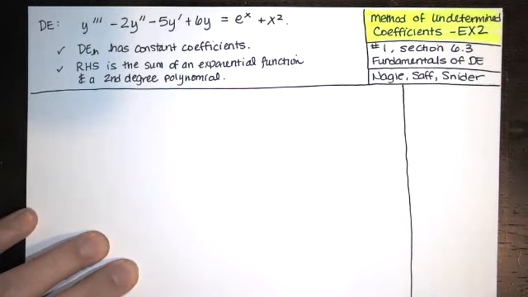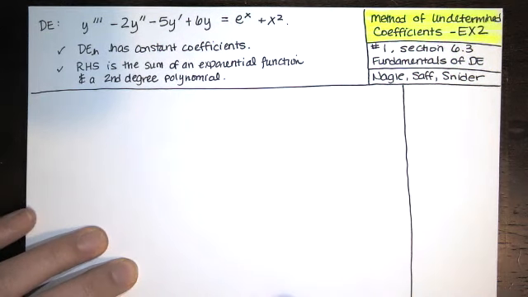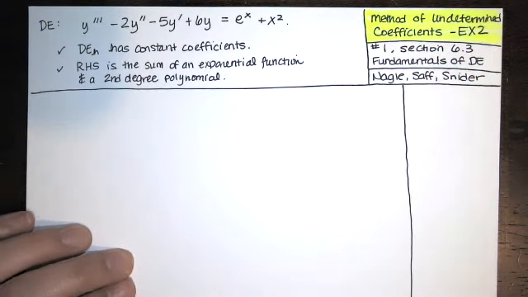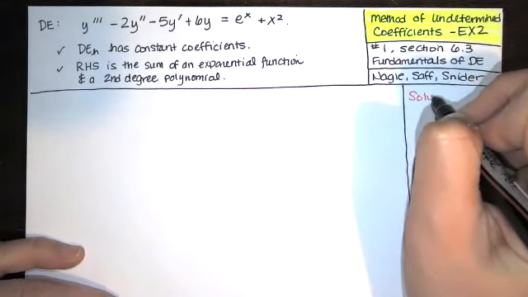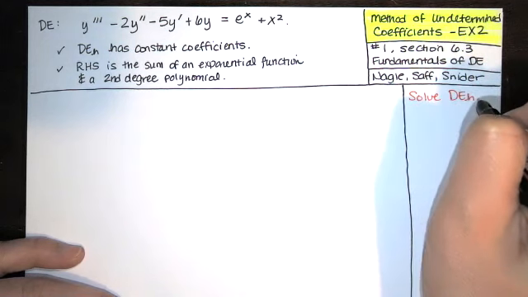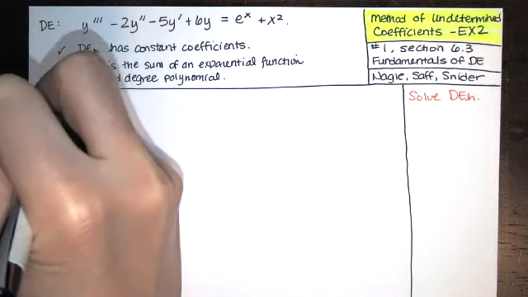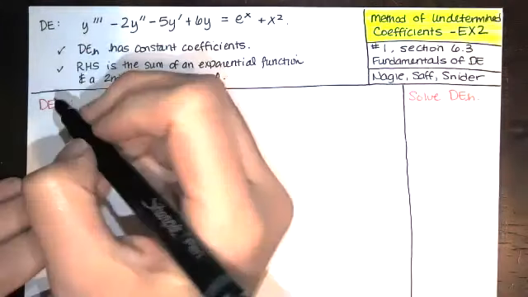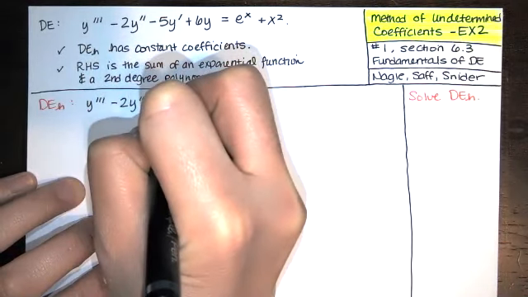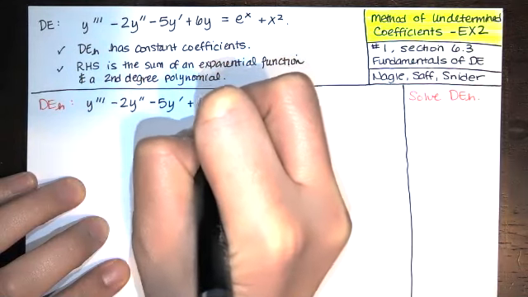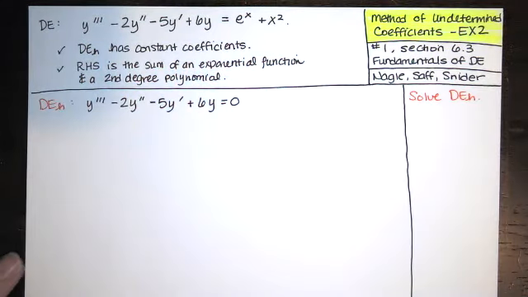The first thing that we do every time we're solving a non-homogeneous differential equation is we solve the corresponding homogeneous equation. So I will write that down. The corresponding homogeneous equation is y triple prime minus 2 times y double prime minus 5y prime plus 6y equals 0. And we know how to solve that.